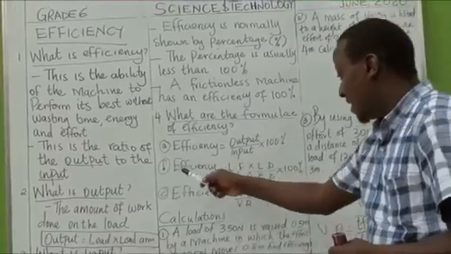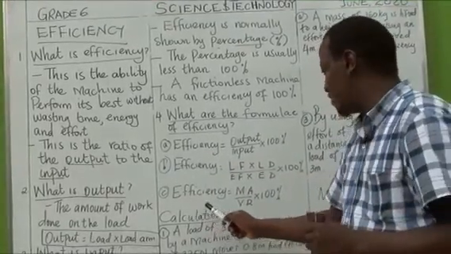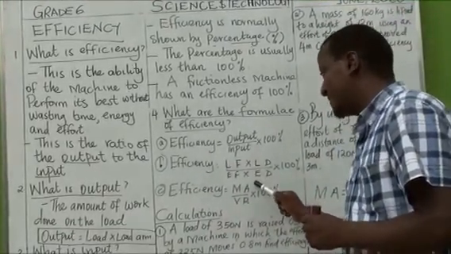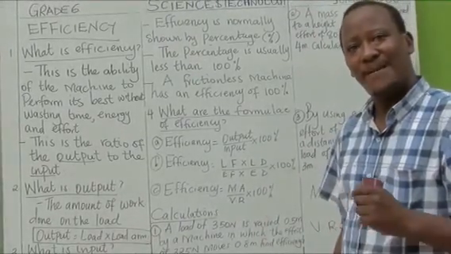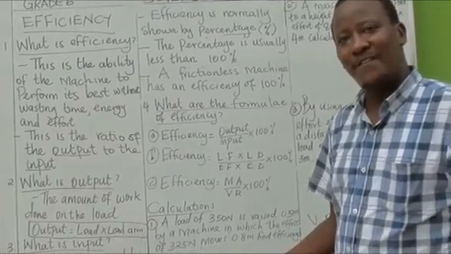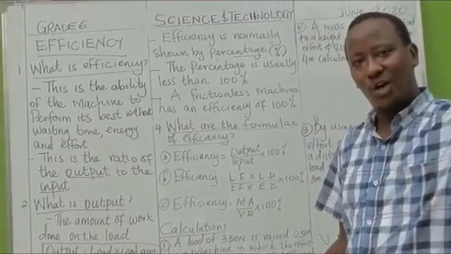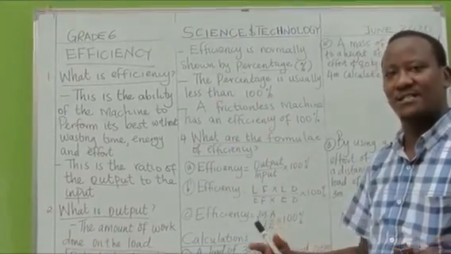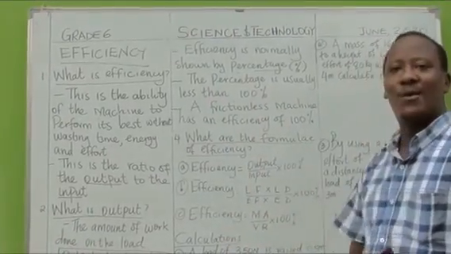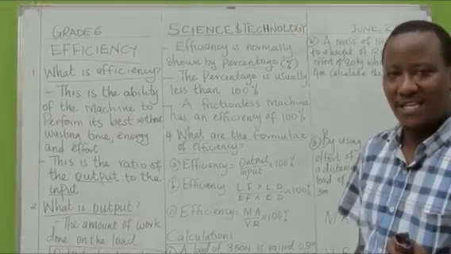The third formula for calculating efficiency is the mechanical advantage over the velocity ratio times 100%. How do you get the mechanical advantage? Go back and check: load over effort. Velocity ratio: effort distance over the load distance. So if you get that, multiply by 100%, you'll be getting your efficiency.